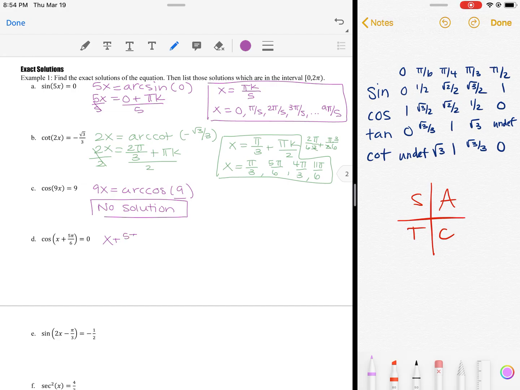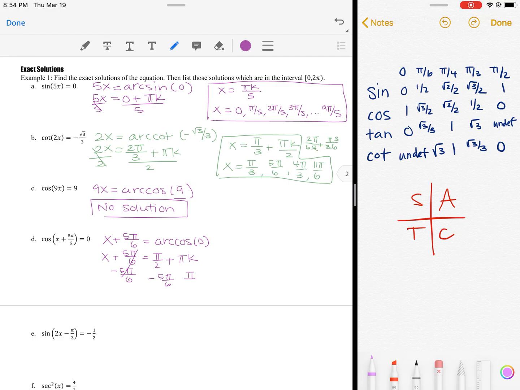Okay, next one. We're saying x plus 5 pi 6 equals arc cosine of 0. We'll leave the left side the same, and ask ourselves, when is cosine 0? Well, it's 0 at pi halves, but then it's also at negative pi halves, so it repeats every pi. So we can just do plus pi k. This time, though, rather than adding, we're going to subtract that 5 pi 6 from both sides.